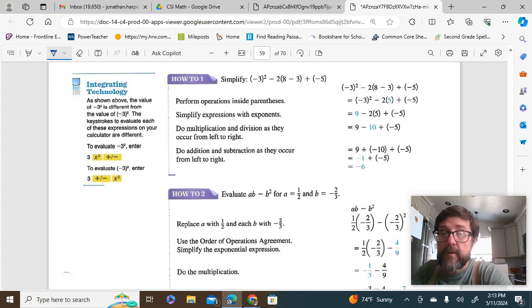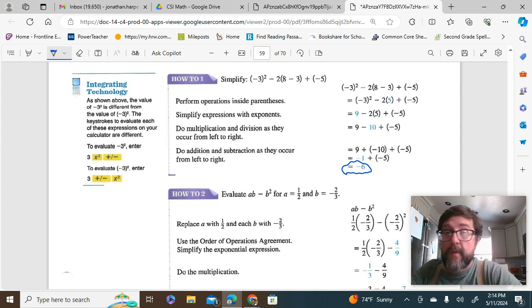Now you go down here: 9 plus negative 10 plus negative 5. You combine these together. 9 plus negative 10 is negative 1. Then you're doing that plus negative 5. Your answer is negative 6 when you add the two negatives together.